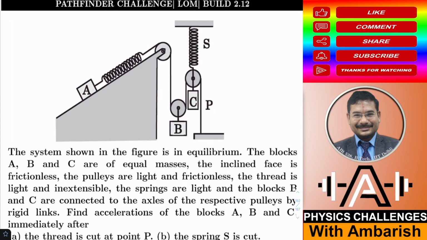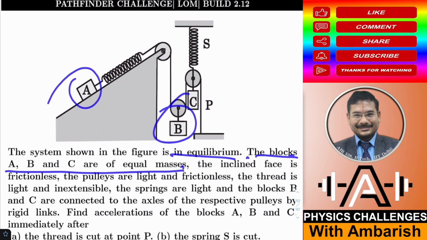So here is the problem. The system shown in the figure is in equilibrium, so everything is at rest. This is a block of some mass m, let's say. All the three blocks have been given to be of the same masses, and the whole system is in equilibrium, so that means everything is at rest. The blocks A, B and C are of equal masses.